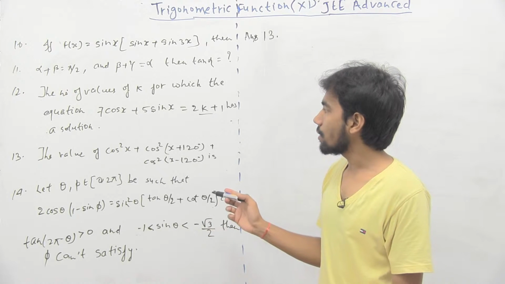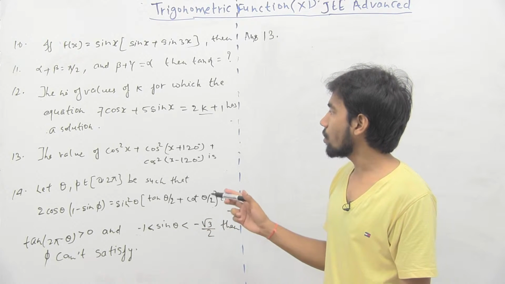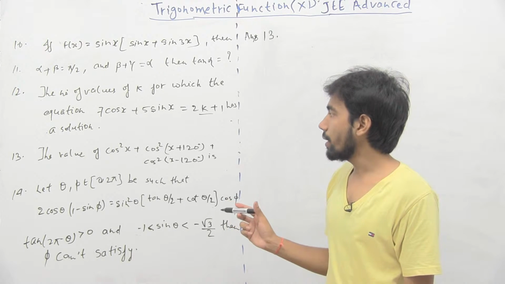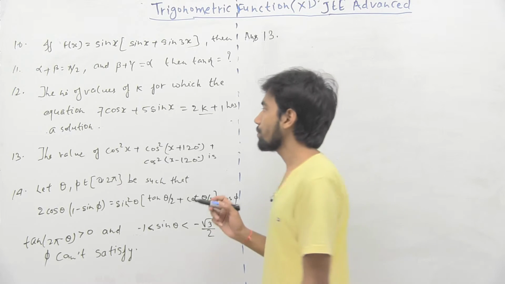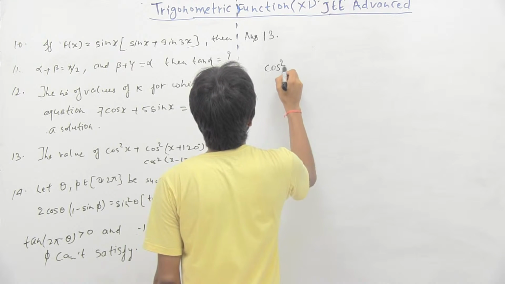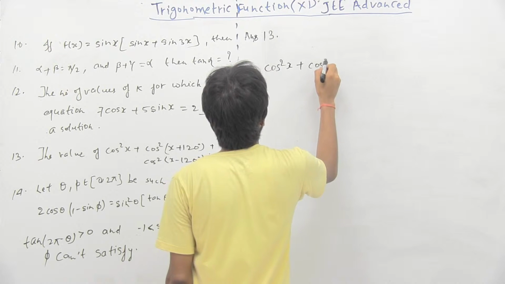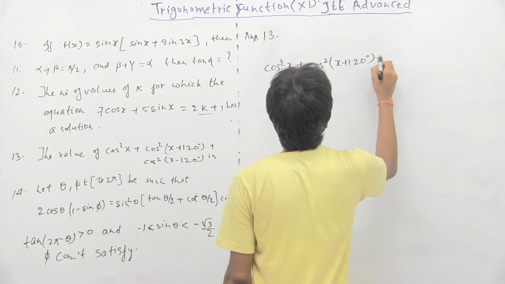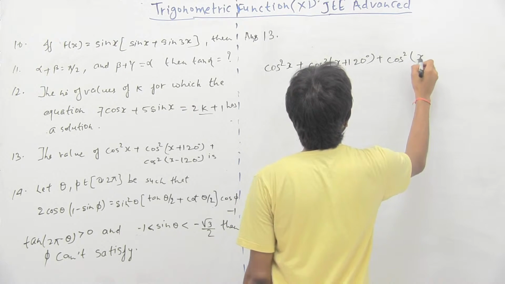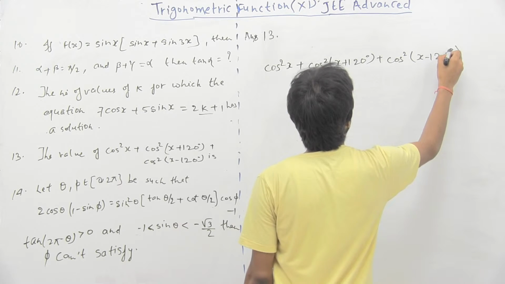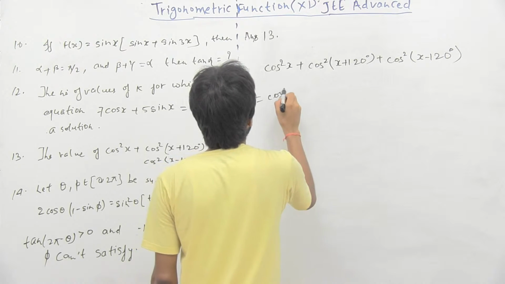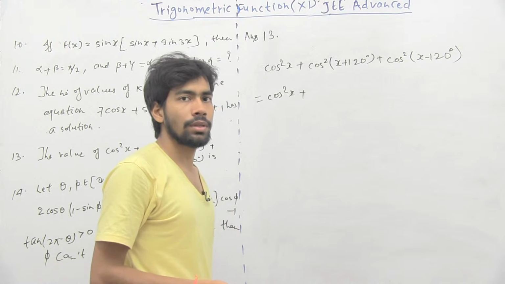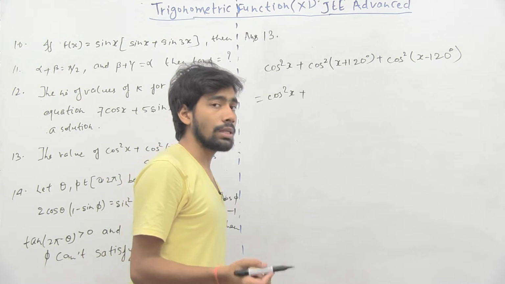Now see question number 13. We have to find the value of cos square x plus cos square(x plus 120 degrees) plus cos square(x minus 120 degrees). Now, what is the value of cos(a plus b)? It is cos a cos b minus sin a sin b.